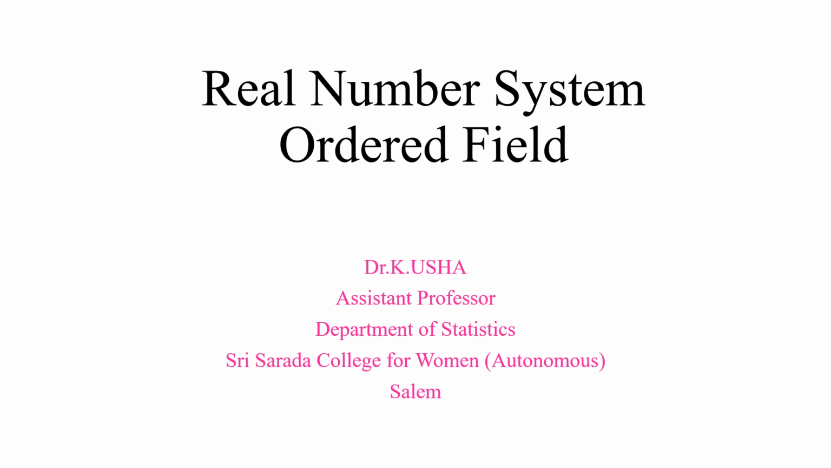So in this video, I am going to talk about the real number system as an ordered field. So what do you mean by real number? Real numbers can be referred to as the union of both rational and irrational numbers, which can be both positive or negative and are denoted by the symbol R. All the natural numbers, decimals, and fractions come under this category.